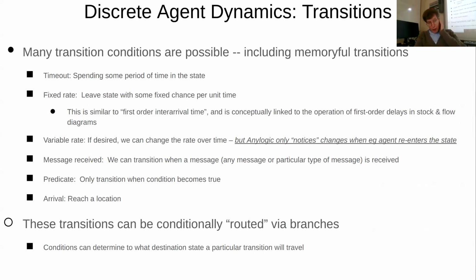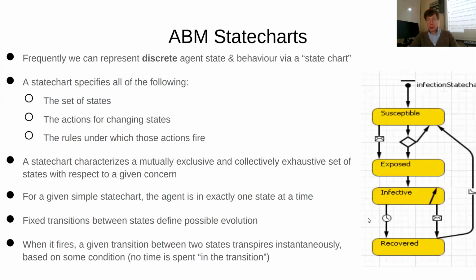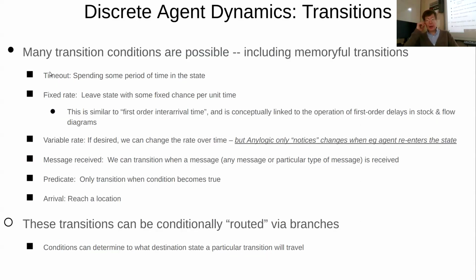Now, I don't want to dwell on the specifics of state charts as a mechanism. We're going to come back to them. I will say there are many types of transitions that we can distinguish, many types of rules that can govern a given transition, a given action that changes people from a state. And these types of transitions have quite a lot of flexibility compared to what we can characterize within compartmental modeling.